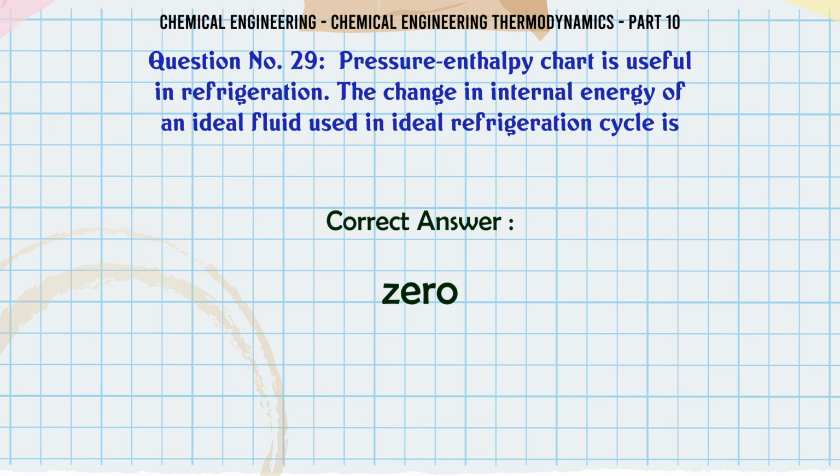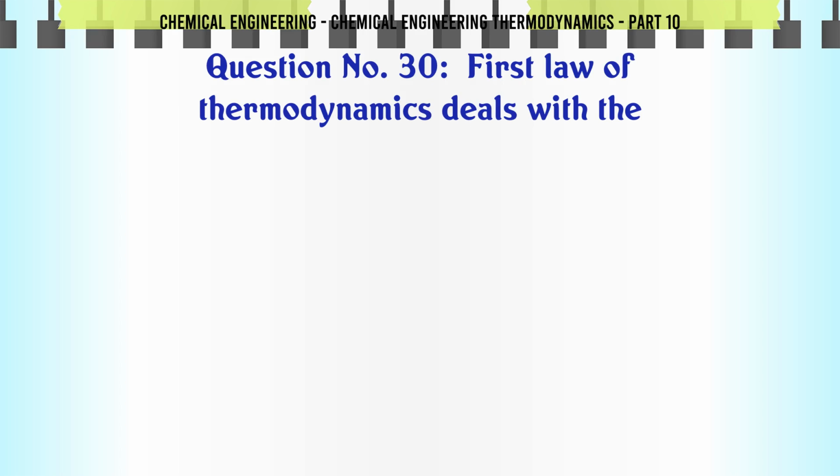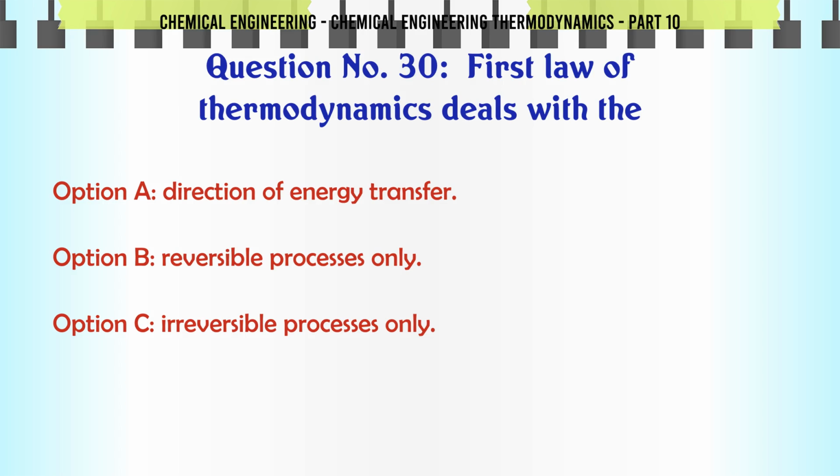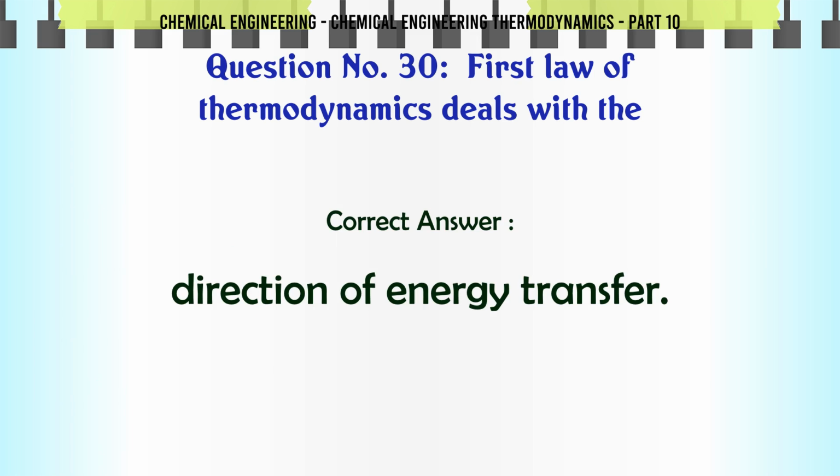The correct answer is 0. First law of thermodynamics deals with the: A. Direction of energy transfer. B. Reversible processes only. C. Irreversible processes only. D. None of these. The correct answer is direction of energy transfer.